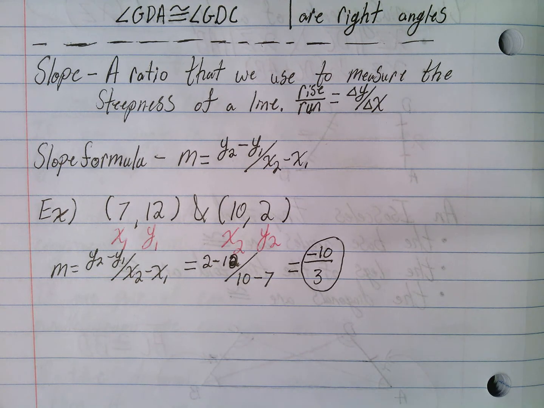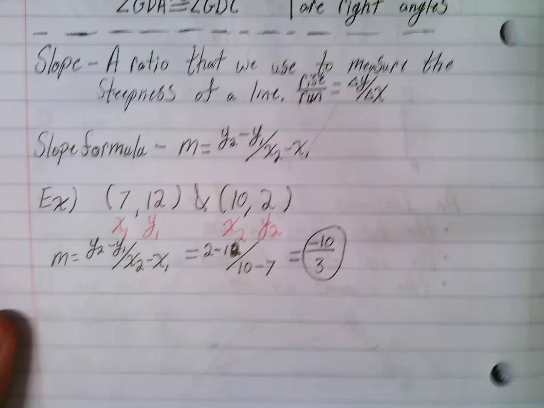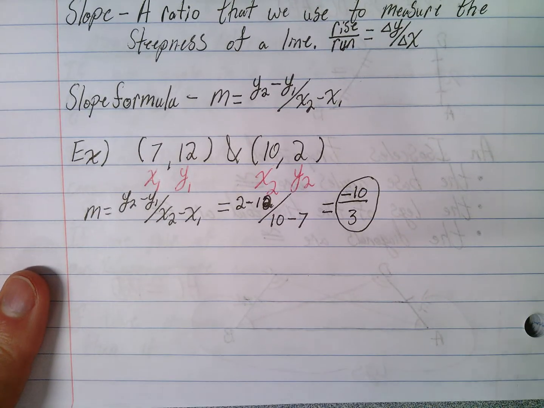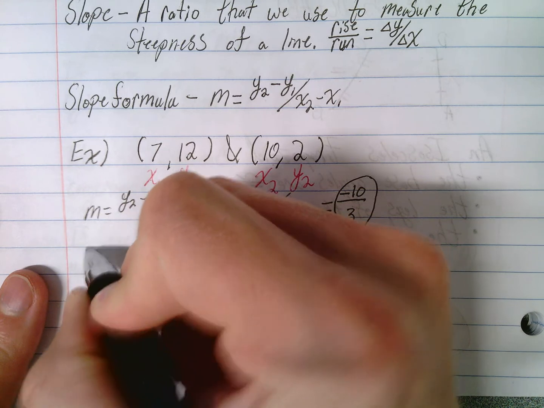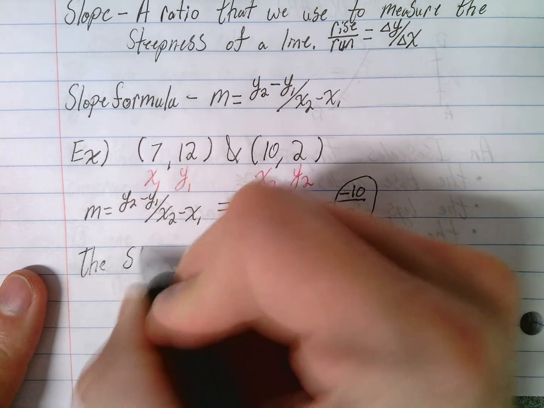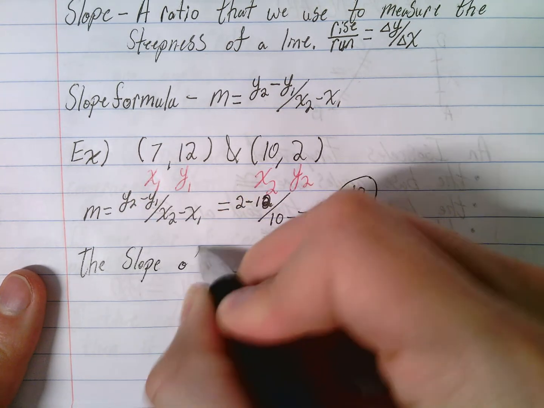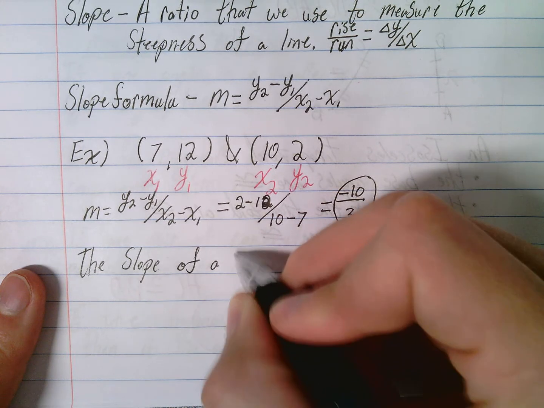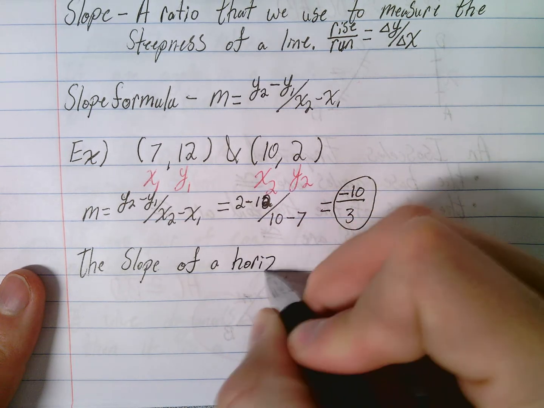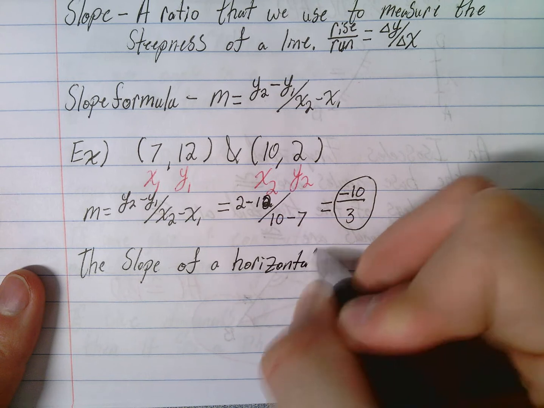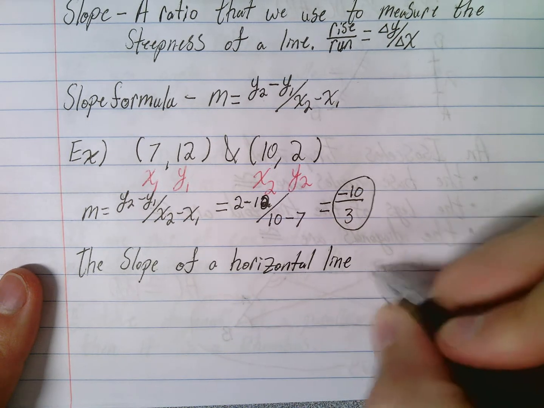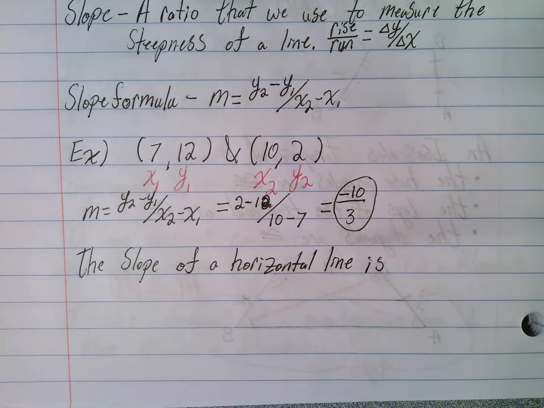What does the negative 10 over 3 tell me about the direction of the line? It's going down from left to right. Okay, let's add a couple notes in here just to make sure we've all got the same concepts. The slope of a horizontal line is what?